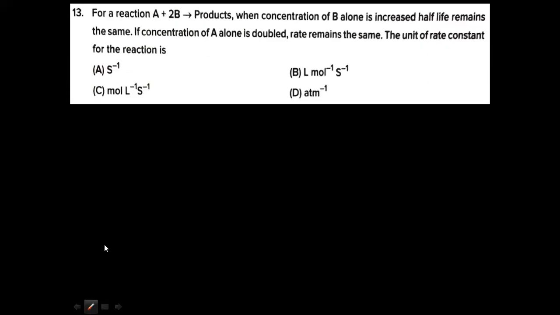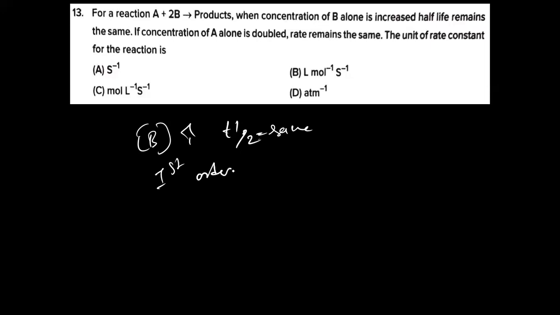13. For a reaction A plus 2B gives products, when concentration of B alone is increased, half-life remains the same. If concentration of A alone is doubled, rate remains the same. The unit of rate constant for the reaction is. So as the concentration of B increases, the t half of the reaction remains the same. And this is first order.